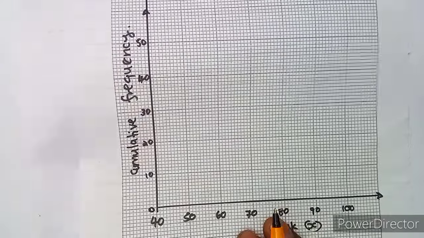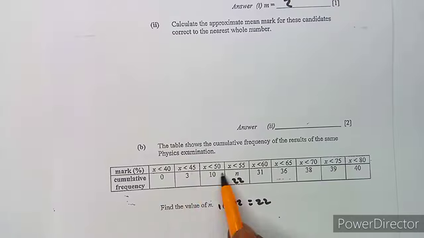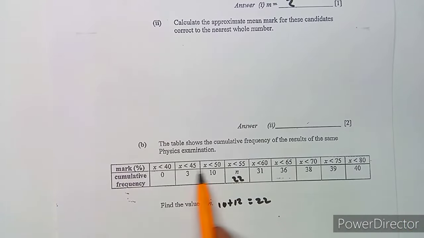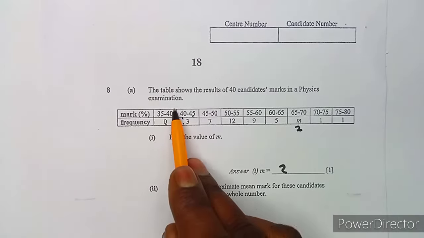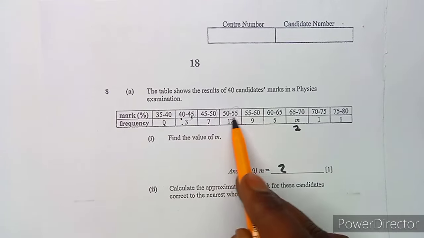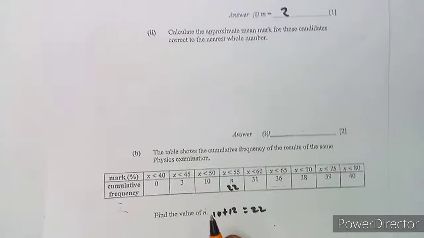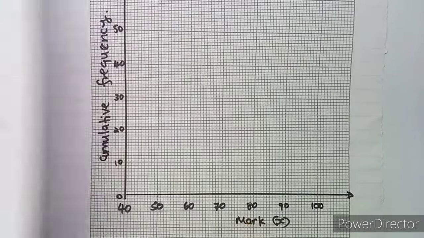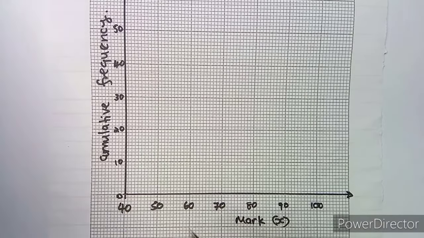Okay, so all you need is to mark your points here. The first point, these are the upper classes. Remember, when you draw your cumulative frequency, you need upper classes. So as you can see, 40, 45, 50, 55, 60, these are the upper classes. So they have already given you the upper classes versus the cumulative frequency. So that's what you need. 40 versus 0 here. That's 40 and 0. You mark your point. That is the first point.